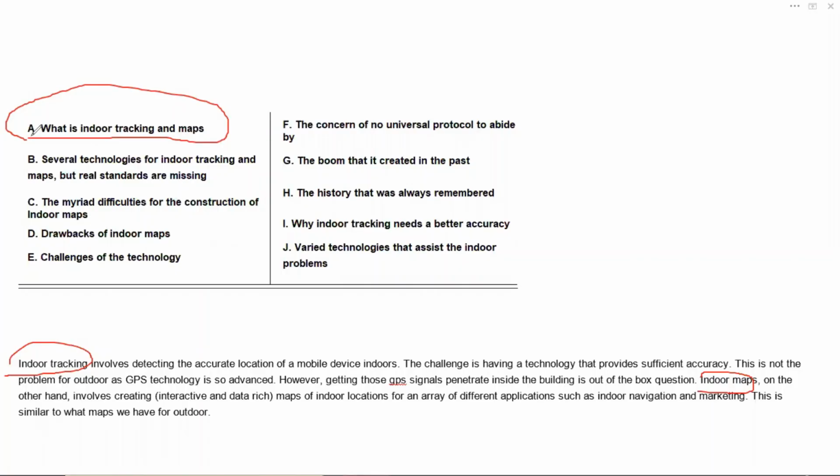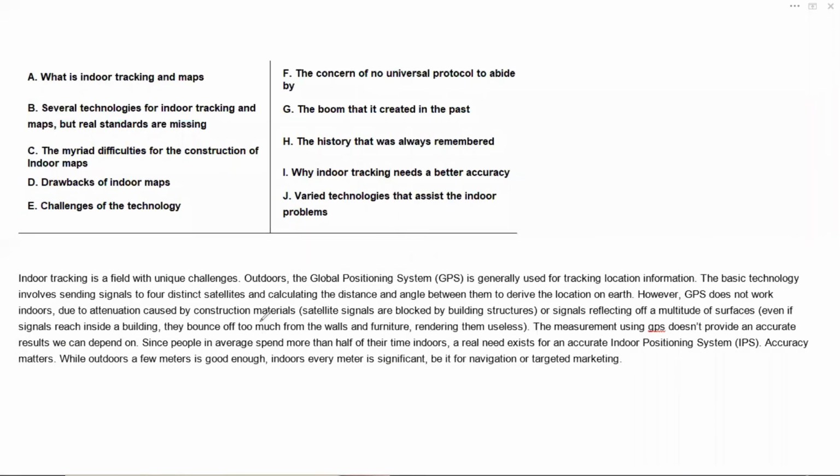It is centered about the definition because it is still the start of it. They're talking about the definition of indoor maps. So the answer has to be what is indoor tracking and maps. This is ruled out. All right, let's talk about the next paragraph.